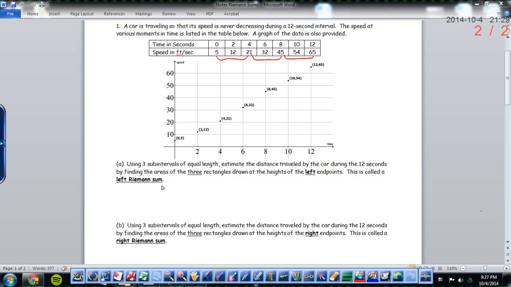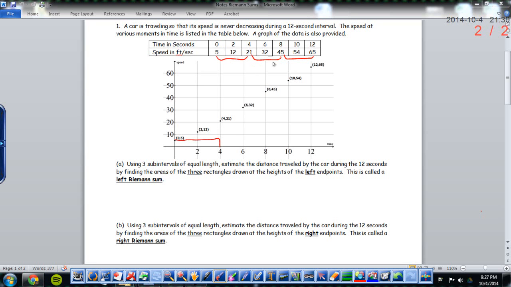All right, and then we're going to find the areas of the 3 rectangles drawn at the heights of the left endpoints. Okay, so my first interval is from 0 to 4. So the endpoint on the left is my 0. So I'm going to draw a rectangle that has a height of that left endpoint over that whole interval. So it's going to look like that.